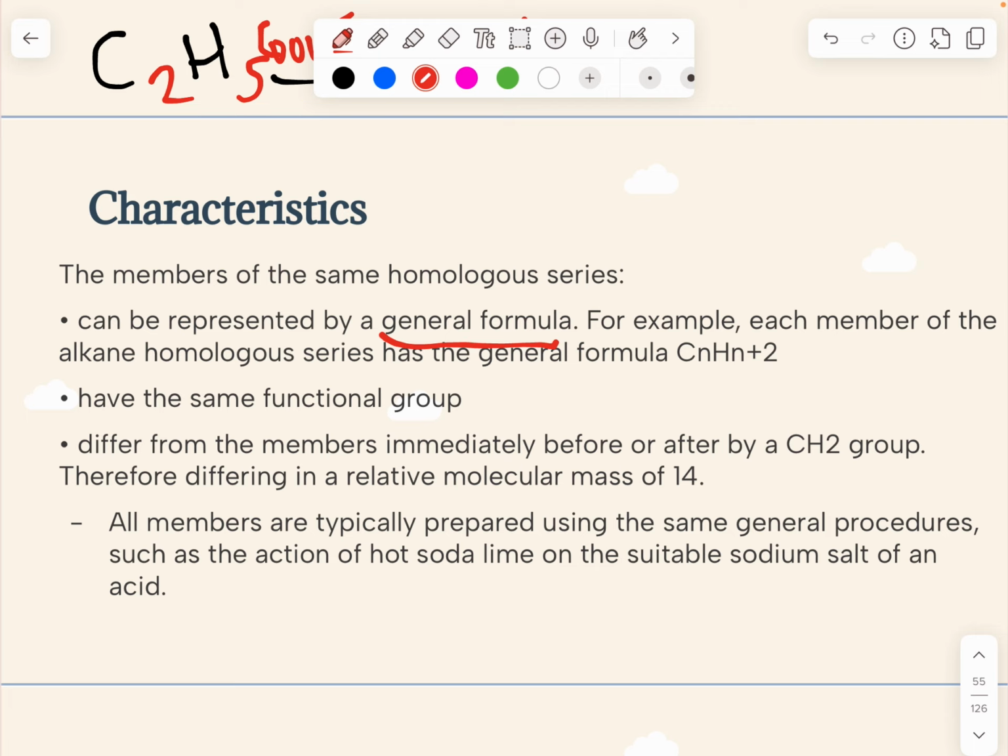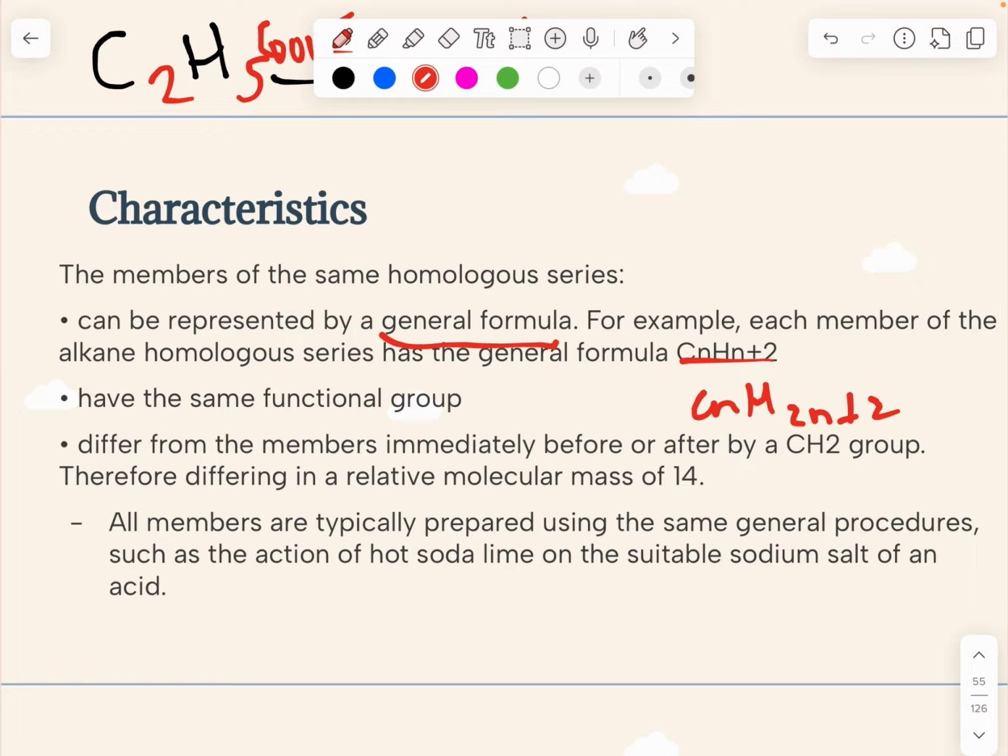And it says, for example, each member of the alkane homologous series has the same general formula, CnH2n+2. And do you recall the one for alkene? Well, if you said CnH2n, you would be correct.